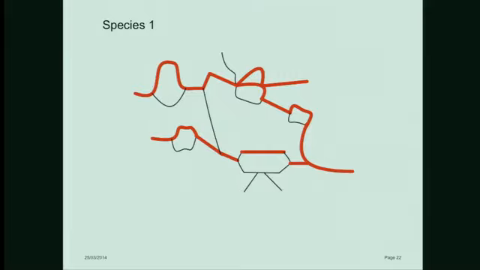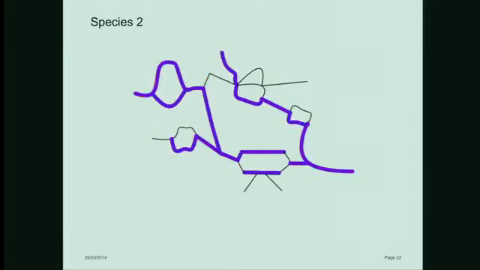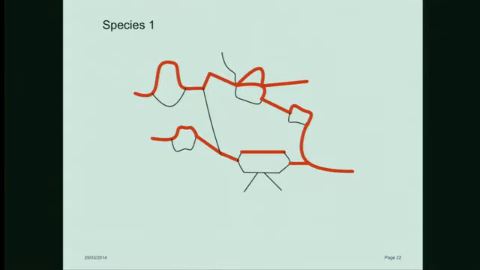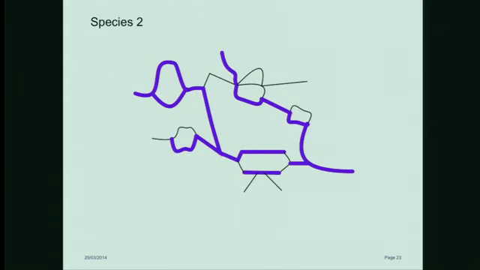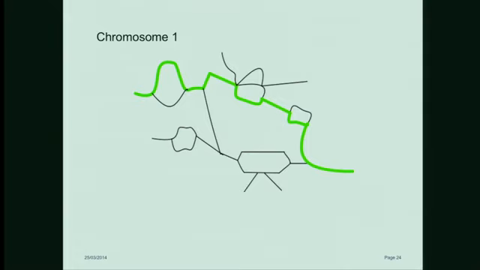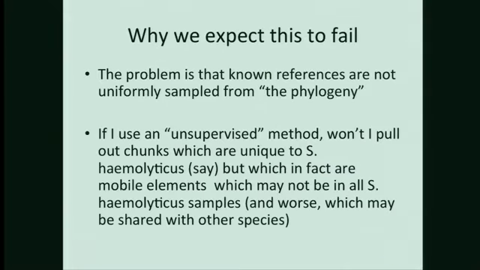And so my intuition is very simple. I just look for bits. If I'm interested in the blue species, I look for things that only exist in the blue species, and so on. And fine, you can look at where the chromosomes are. So the problem is that my known references are not uniformly sampled, and I know that there's stuff shared between the species. So my concern was, if I have an unsupervised method, it will just pull out anything, and some of them will be more informative than others.